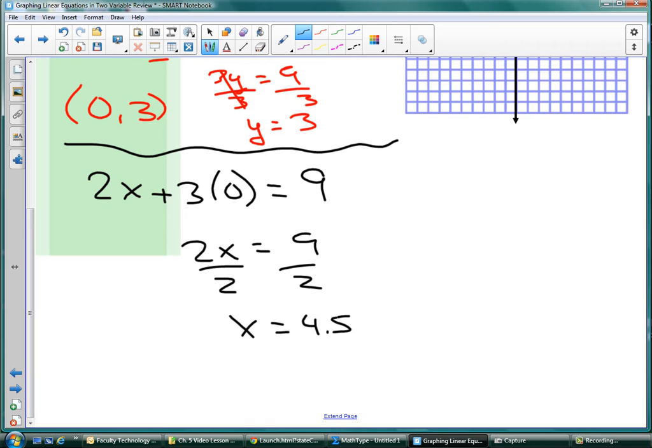Remember, we have to write this as a point, so we know that we're graphing on a coordinate plane. So x always goes first for my ordered pairs: (4.5, 0). Where did the 0 come from? I plugged that in for y in the beginning.